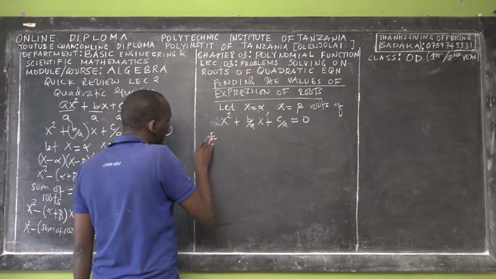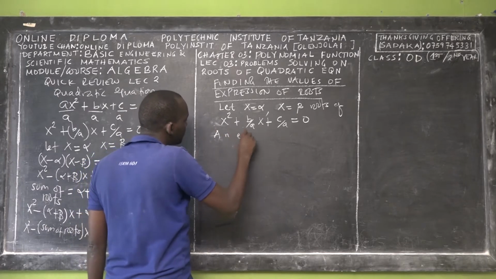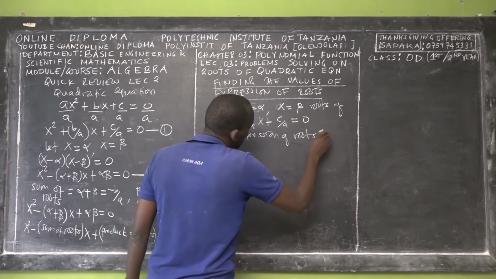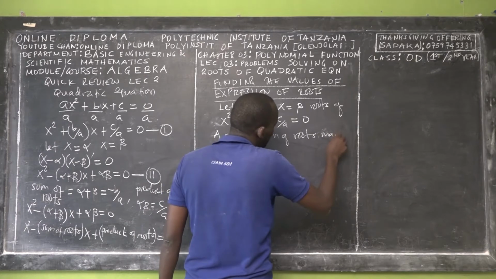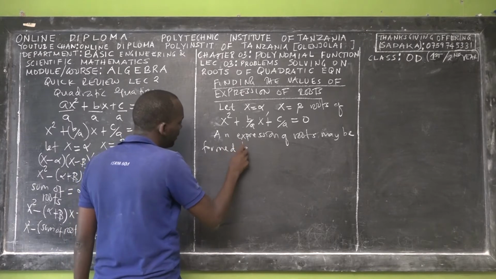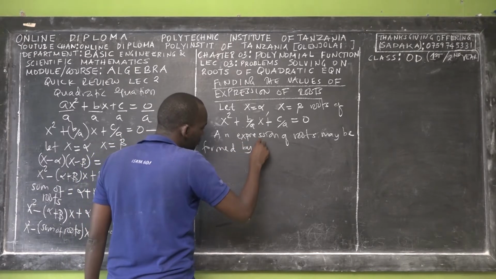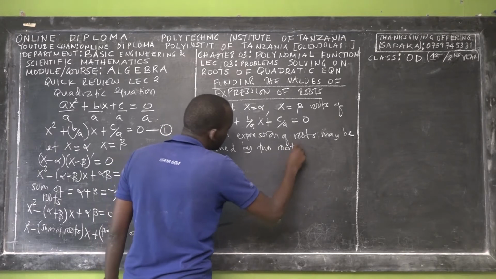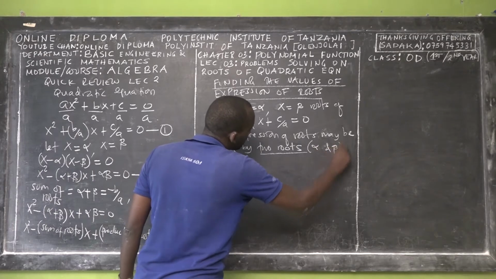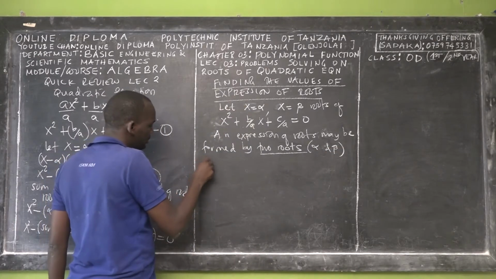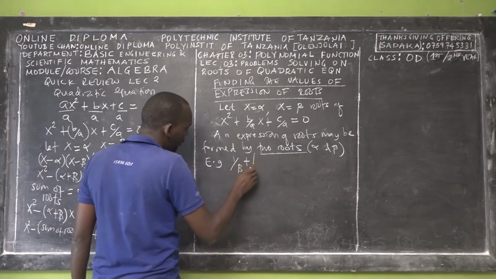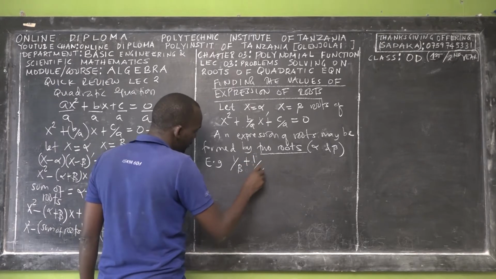So you say an expression of roots may be formed by two roots, which basically is alpha and beta. Examples of this: for example, it will be asked to find the value of 1 over beta plus 1 over alpha.